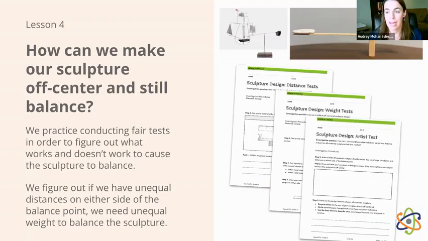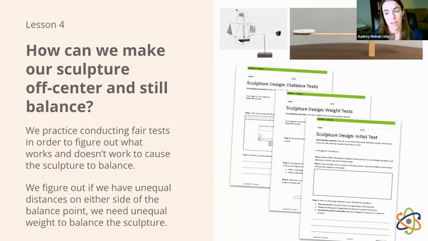There's another really good example up there of just a wooden ruler and some rocks and a Jenga block to make an off-centered sculpture. And so again, we're working on planning and carrying out investigations. This lesson in particular has a lot of emphasis on following these investigation procedures to test distance and test weight, and then just do something creative as an artist.